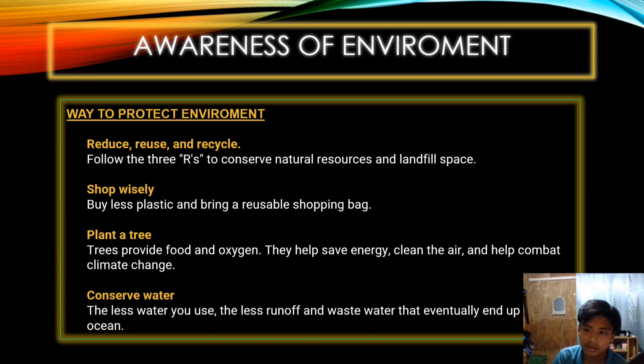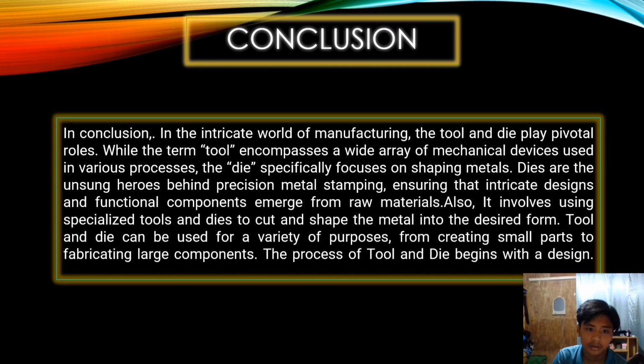Conclusion. In conclusion, in the intricate world of manufacturing, the tool and die play a pivotal role. The term tool encompasses a wide array of mechanical devices used in various processes. The die specifically focuses on shaping metals. Dies are the unsung heroes behind precision metal stamping, ensuring that intricate designs and functional components emerge from raw material.